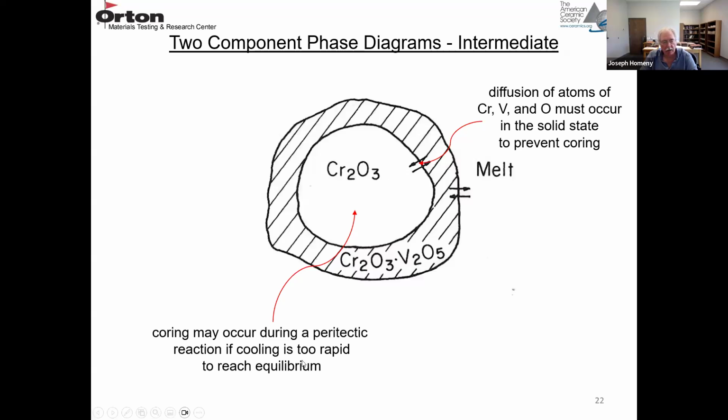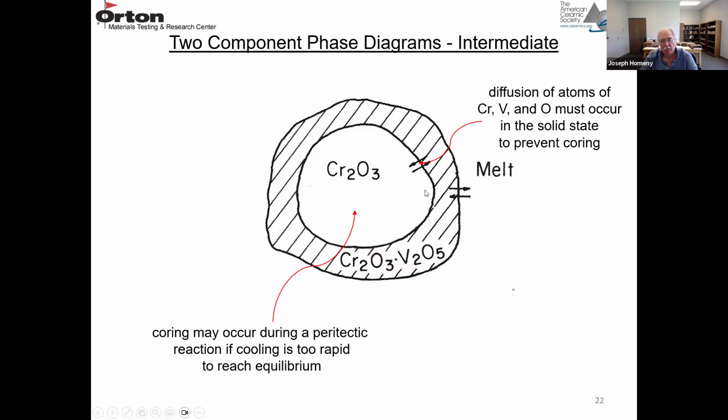So if you cool too rapidly, you're not going to reach equilibrium. And that's because atoms have to diffuse across these interfaces. So you have Cr, V, and O atoms that have to diffuse. This is in the solid state. This may still be in the liquid state, but when you have all solids, the diffusion is even slower. So with rapid cooling, you're no longer at equilibrium, and you'll get what's called coring: crystals of Cr2O3 that have not transformed to the equilibrium crystal Cr2O3 V2O5.